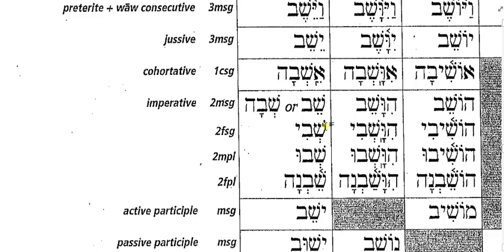Okay, so once you've parsed your form, go back and look at your weak verb paradigms and say, okay, do I see something similar with the paradigm verb I've been given? And that'll help you just to confirm what you're looking at, okay?